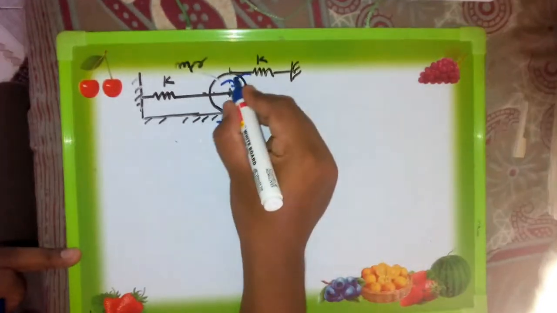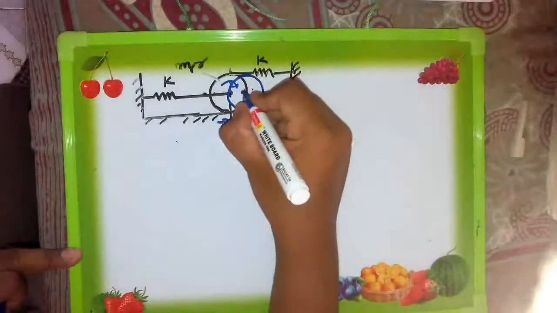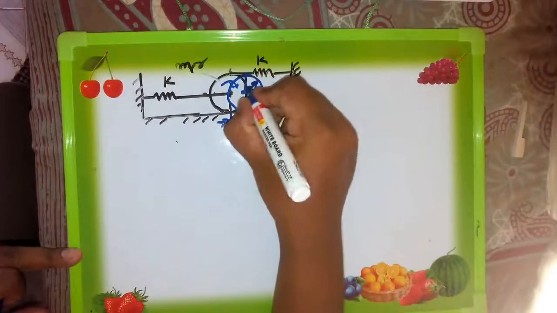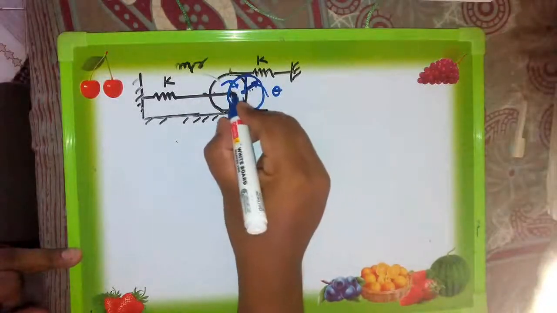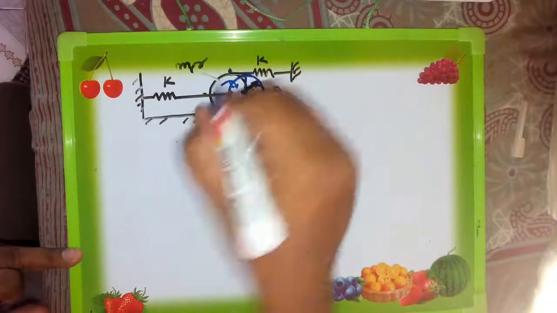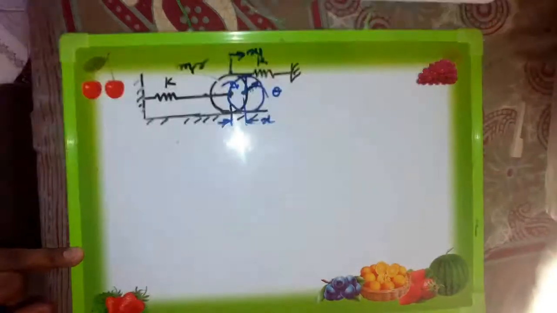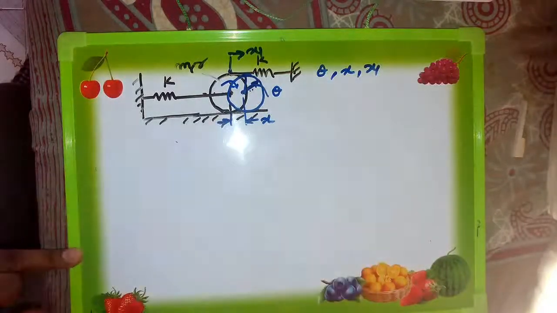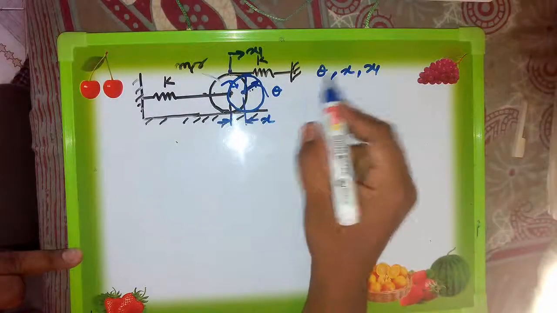So if I redraw it once again, this is the new position of the mass. While moving from this position to this position, let its angular displacement be theta. Now the linear displacement of this center point is x. Already we have written it. So assume the displacement of this other point be x1. Now the parameters are theta, x and x1. Now we have to find out the relation between theta, x and x1. So first we find the relation between x and theta.